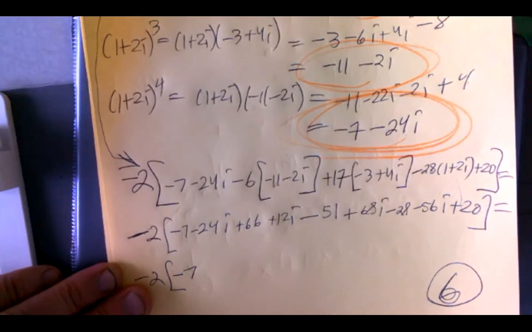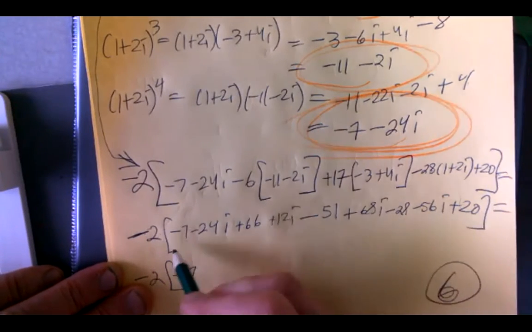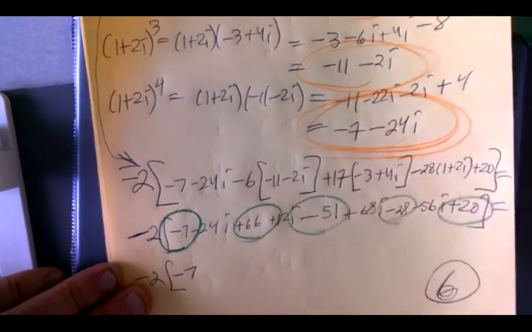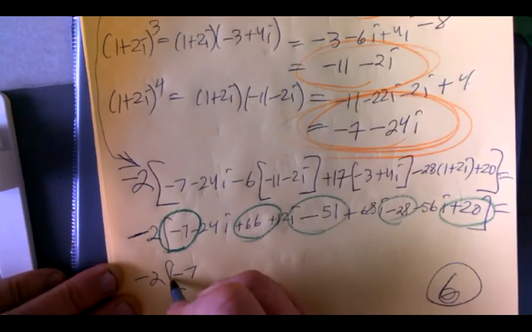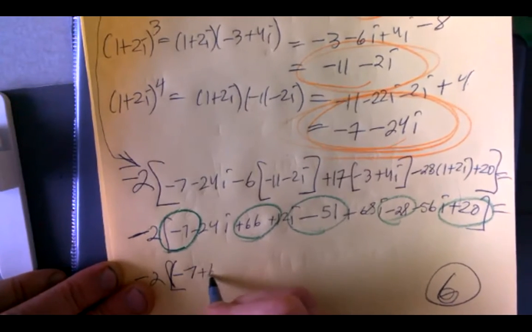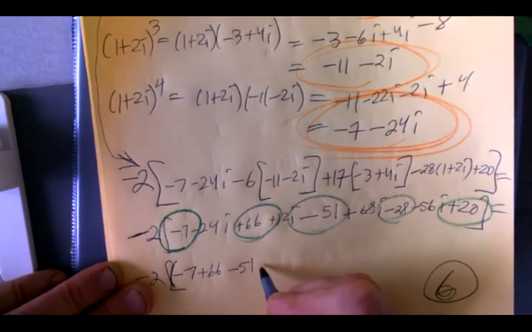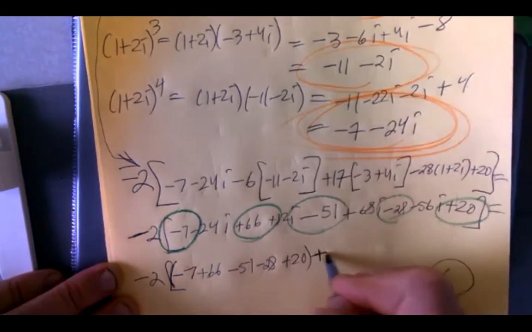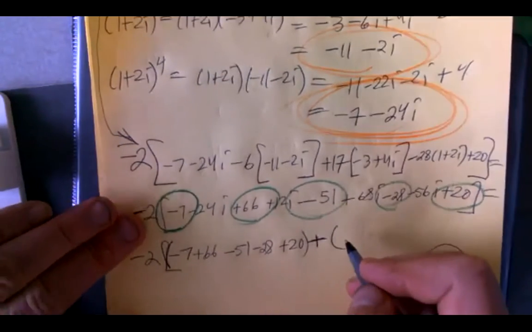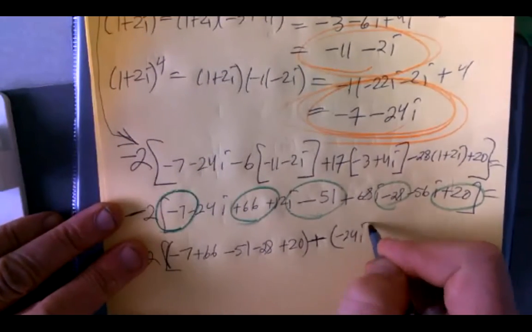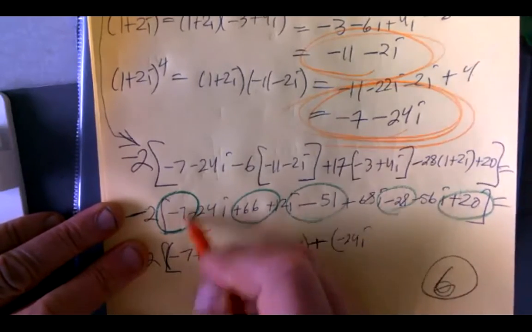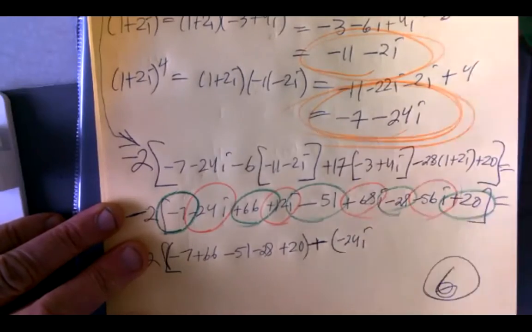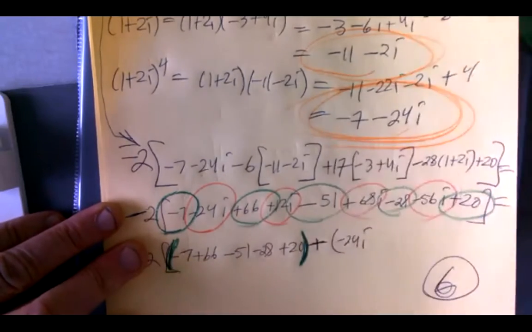Let me use green. These are the numbers. Okay, so I'll put parentheses here. Plus 66 minus 51 minus 28 plus 20. You can never do wrong by just saying plus and just writing the numbers. Minus 24i. Let me do those in red, just to try not to make mistakes. So this is the green stuff, and it's the red stuff.